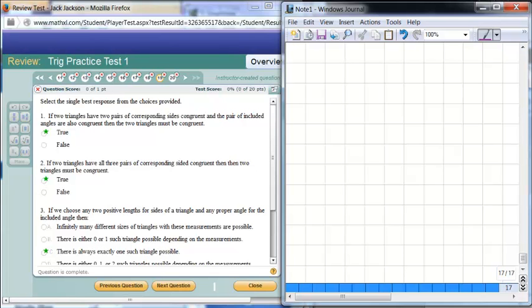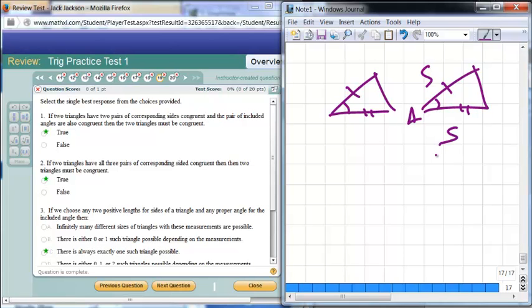Okay, some concept questions here. If two triangles have two pair of corresponding sides congruent, and the pair of included angles, that's side, angle, side, do the two triangles have to be congruent? Yes, they do. True. If they have all three pair of corresponding sides congruent, then the two triangles must be congruent. True. That's a side, side, side condition.